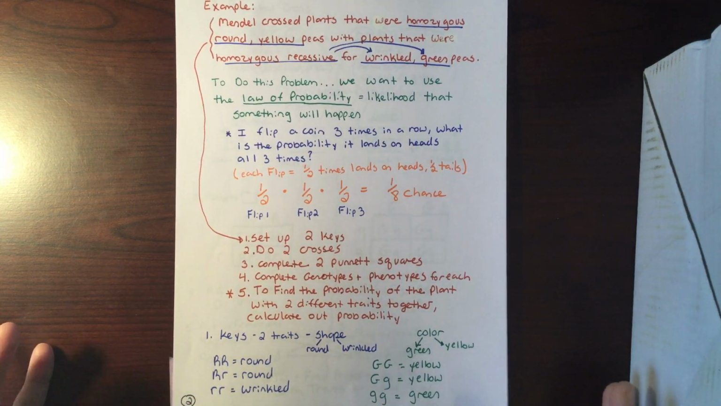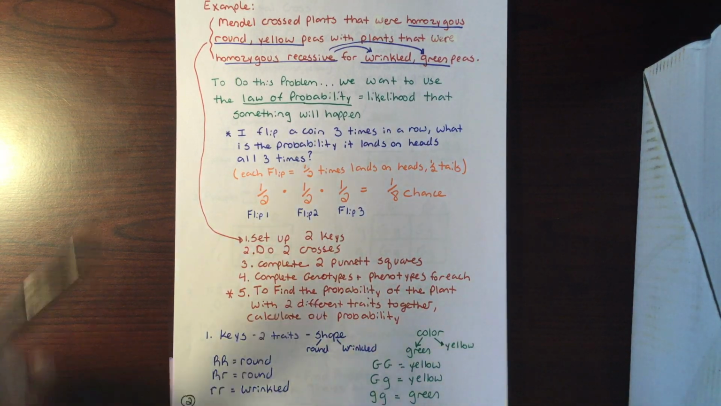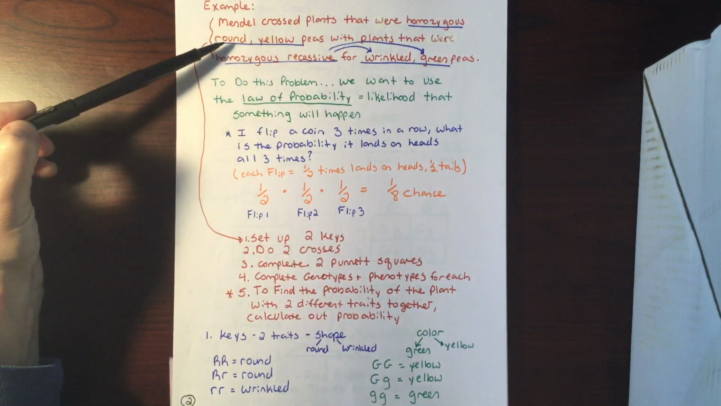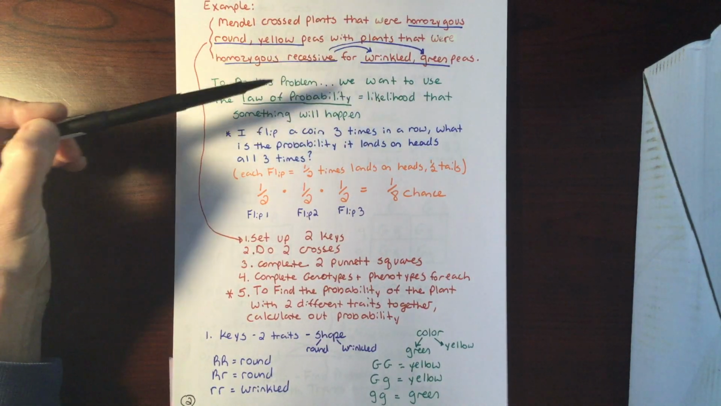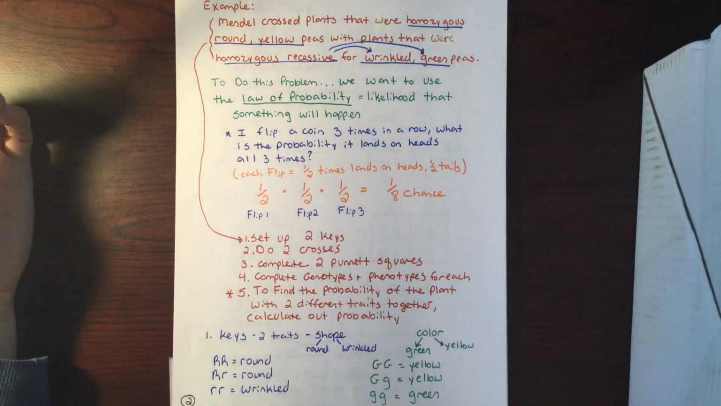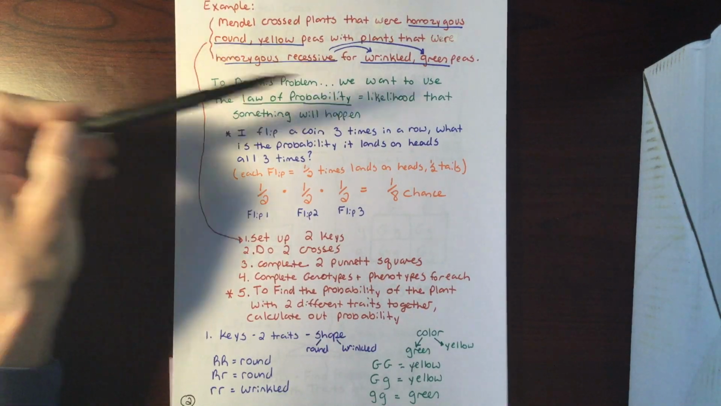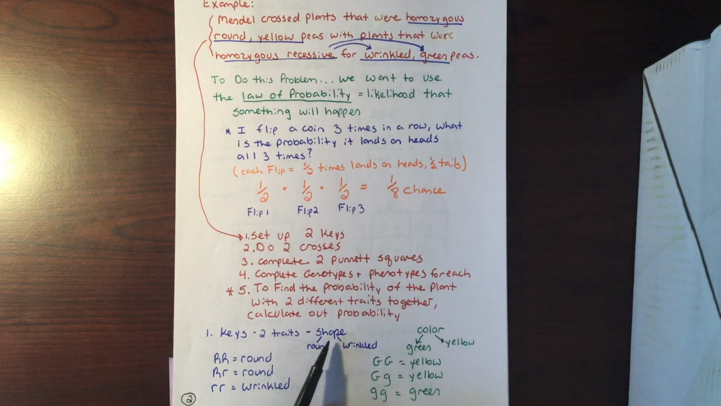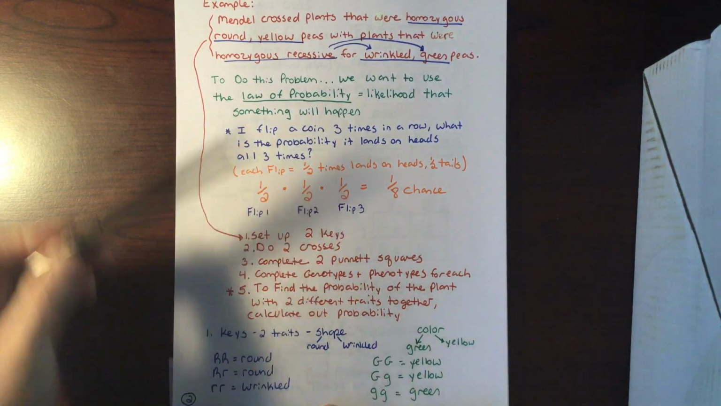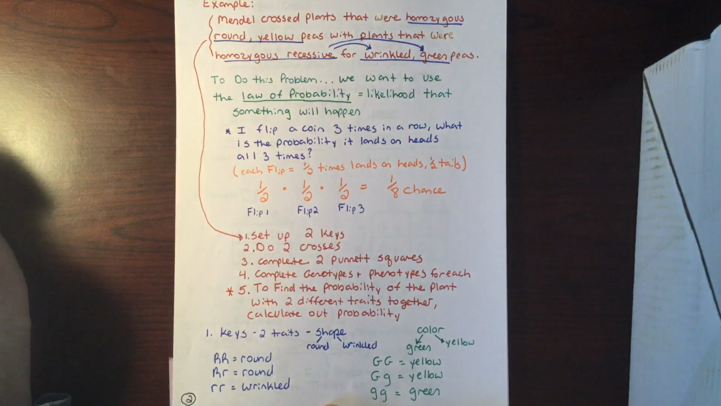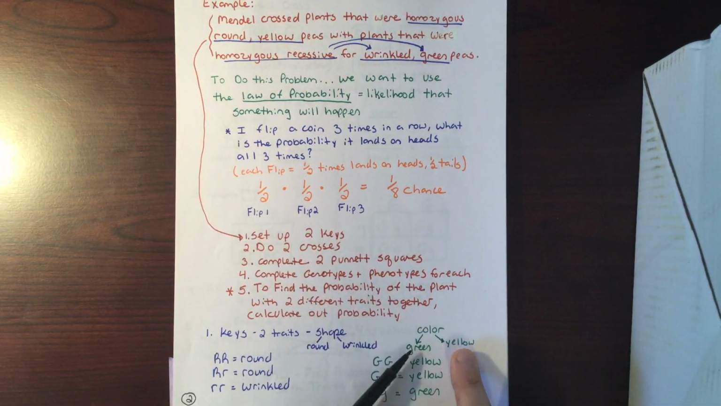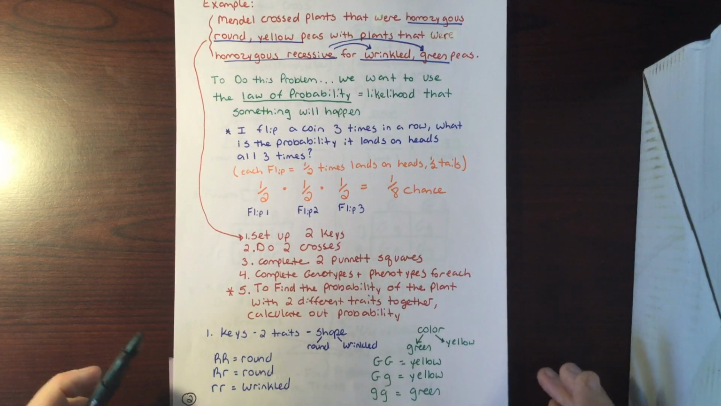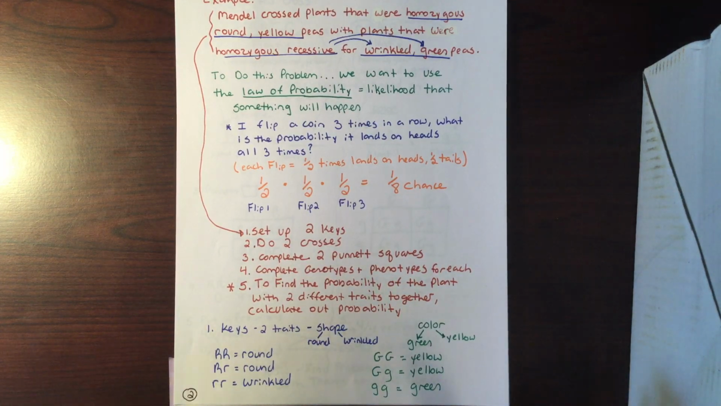So we need to go back and look at the problem, because that problem is going to tell me what is dominant, what is recessive, what are the traits that I'm looking at here. So we're talking about homozygous round yellow peas, and we're talking about wrinkled green peas. So my 2 traits: I have one for shape, they're either round versus wrinkled. The second one, I have yellow and I have green peas, so the second one is going to be color. I'm separating them out into 2 separate keys.